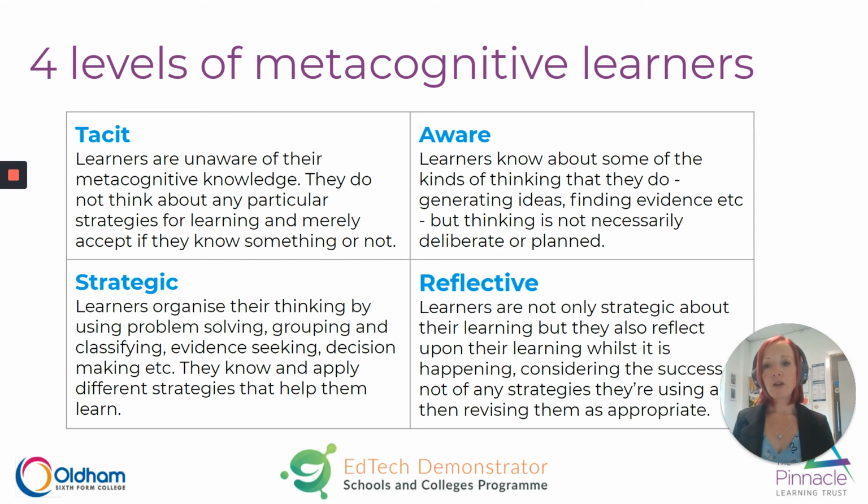So pause the video, read the explanations and think about those 8 students. Where would you place them in that grid? And then think about how you are going to get them from one quadrant to another. So we're not going to go from tacit to reflective immediately, but how can you get a tacit learner to be more aware of their learning? How can you get an aware learner to be more strategic and a strategic learner to be more reflective? So pause the video now, read the information, place your students on that quadrant and think about what you need to do to make them better reflective metacognitive learners.